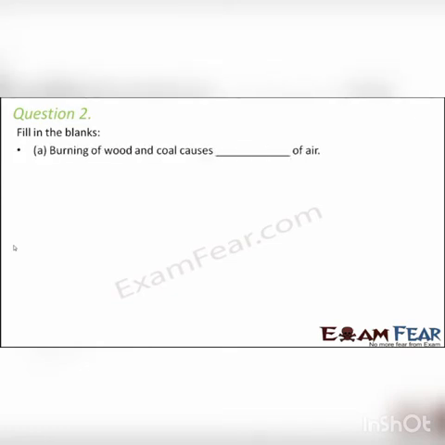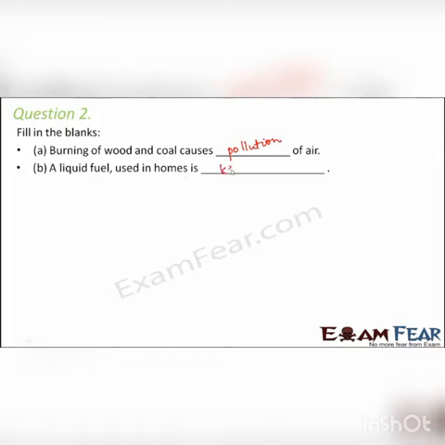Burning of wood and coal causes dash of air. So when we burn wood or coal, what happens? They release a lot of poisonous gases, they release a lot of smoke. So all these causes pollution of air. A liquid fuel used in homes is, so one example of a liquid fuel which is used in home, maybe to light lamps. Yes, it could be kerosene. Because normally you have other fuels like petrol, diesel, but we do not really use them at home.